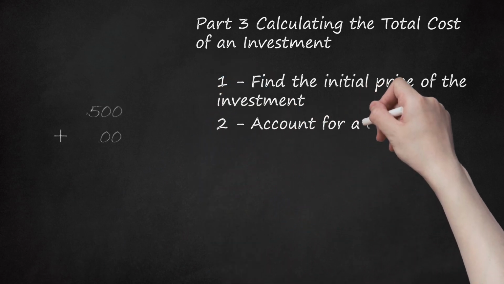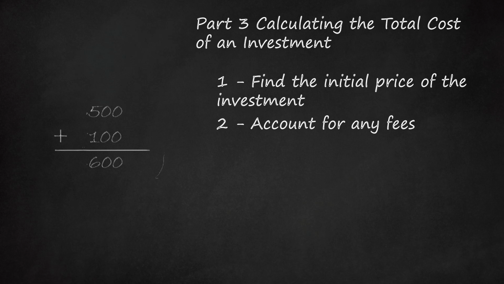2. Account for any fees. As noted above, investment advisors don't usually work pro bono. Generally, an advisor will need to be paid in one of two ways, via a flat fee, usually hourly, or via a commission, usually a percentage of the investment. In both cases, determining the impact on the total cost is simple.